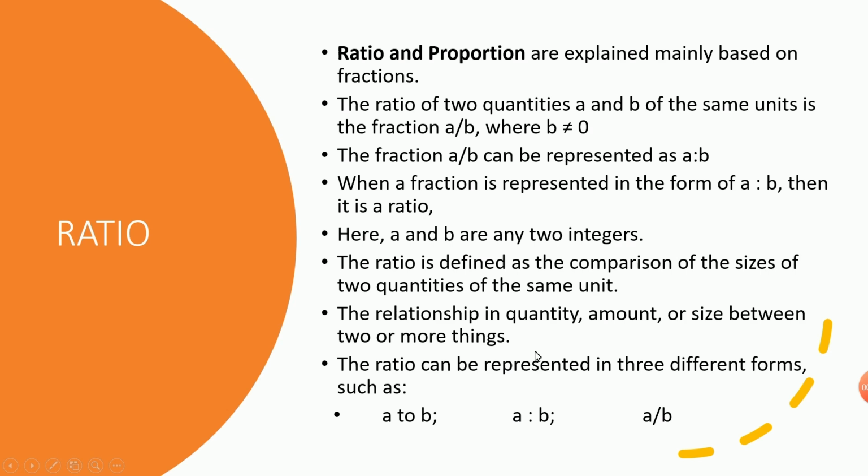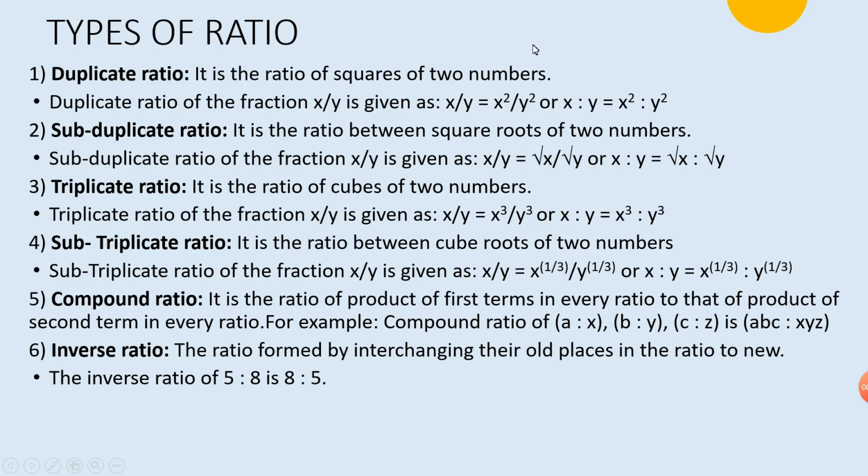Ratio can be represented in three different forms. One is A to B, but this is rarely used, and A/B, that is A divided by B, which is commonly used. Still, the most common and easiest form to identify the ratio is A is to B, that is A colon B.